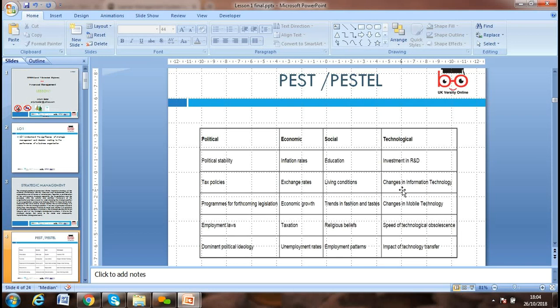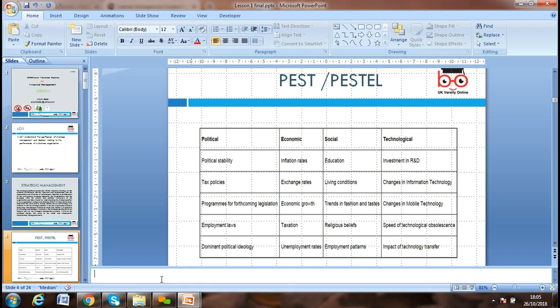So when we're looking at financial management, it's always crucial to look at the external environment, because otherwise you can't manage your resources. Okay, think about when you start your business, what three resources are required?